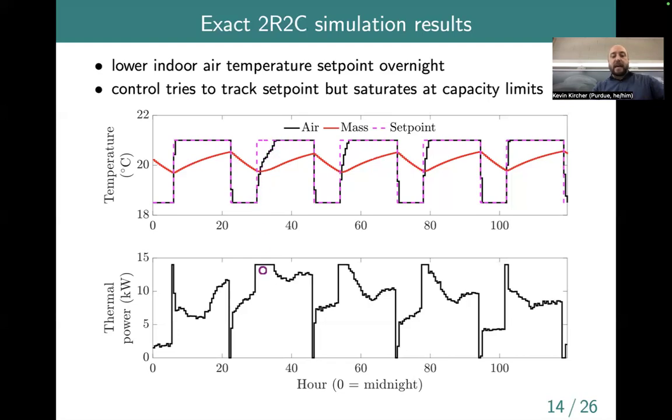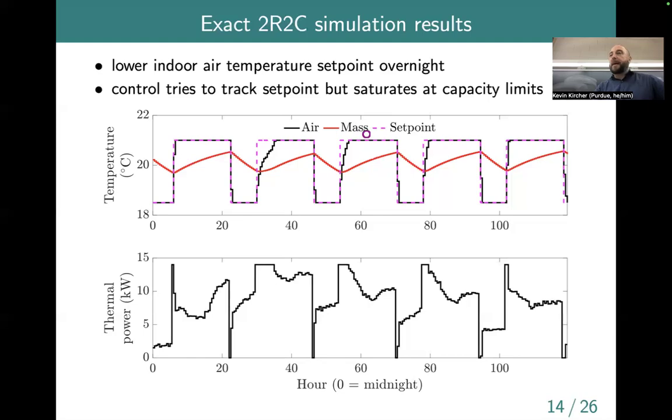And so you can see during times when we are at our capacity limit, when we're working the heat as hard as we can, we don't perfectly track the set point. So it doesn't exactly match the square wave. Instead, we have kind of a delayed temperature ascent back up to the set point.